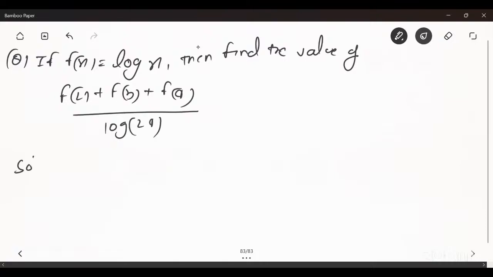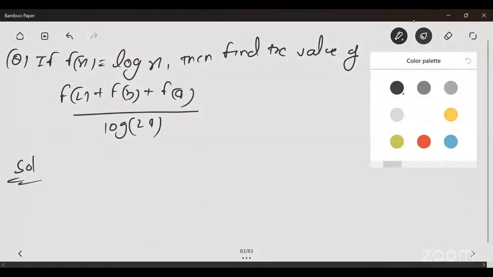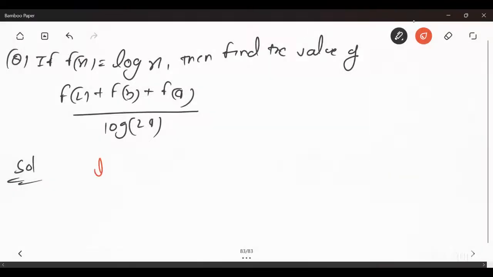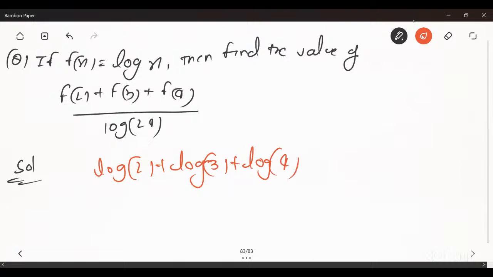Now see the solution. f(x) is log x. Now take f(2) as log 2 plus log 3 plus log 4 upon log 24. So we know that log m plus log n is equal to log mn.